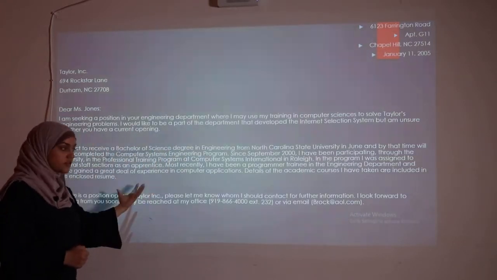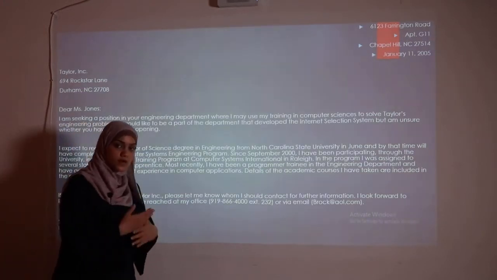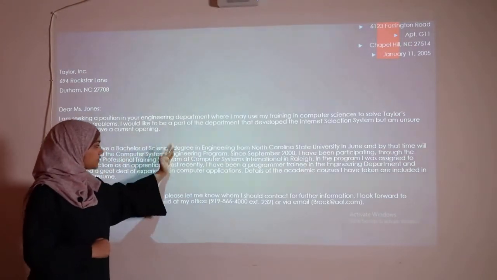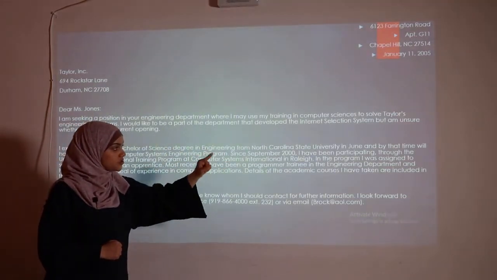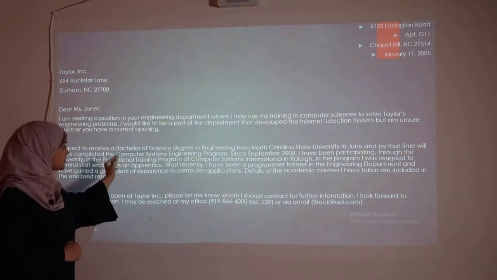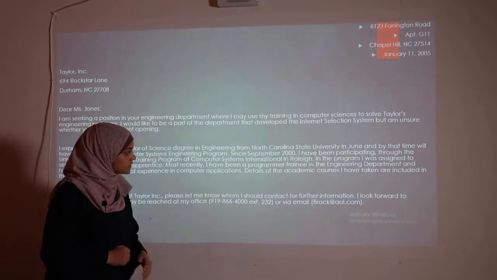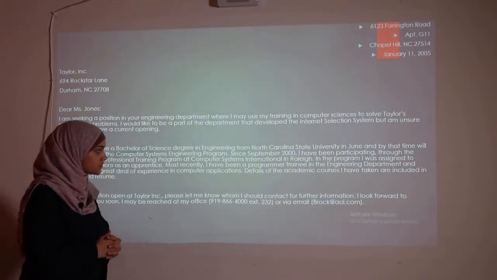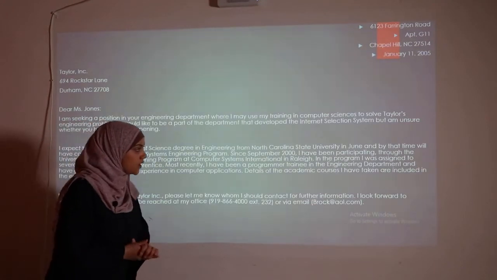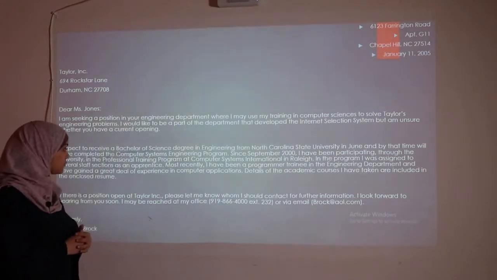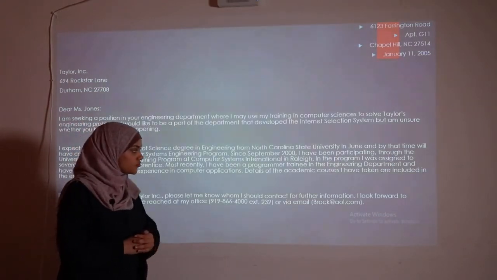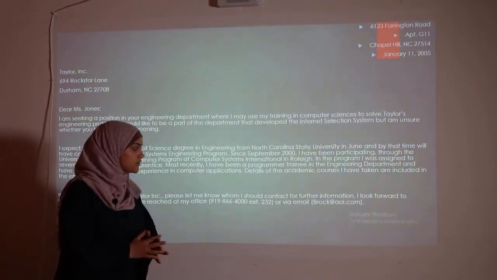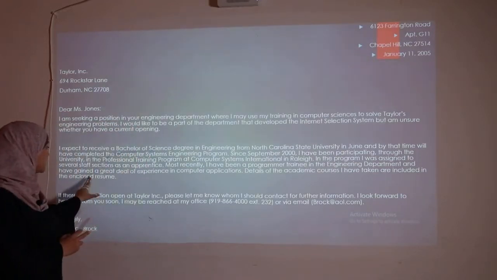So in the next paragraph, what is he going to do? As we said, he's going to state his qualifications, his skills, needed details, okay? I expect to receive a Bachelor of Science degree in engineering from North Carolina State University in June, and by that time I will have completed the Computer Systems Engineering program. Since September 2000, I have been practicing through the university in the professional training program at Computer Systems International in Raleigh. In the program, I was assigned to several staff selections as an apprentice. Most recently, I have been a programmer trainee in the engineering department and have gained a great deal of experience in computer applications. Details of the academic courses I have taken are included in the enclosed resume.